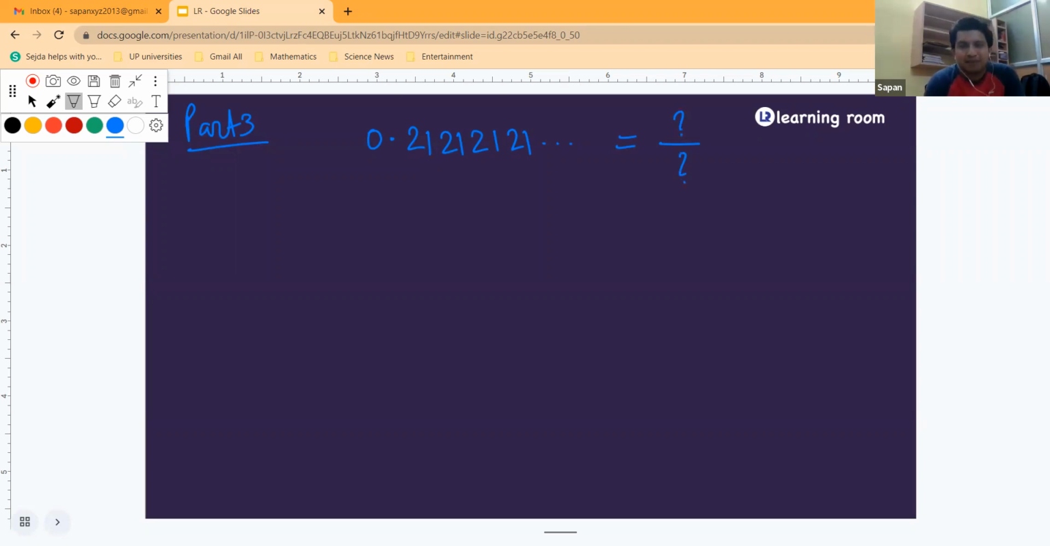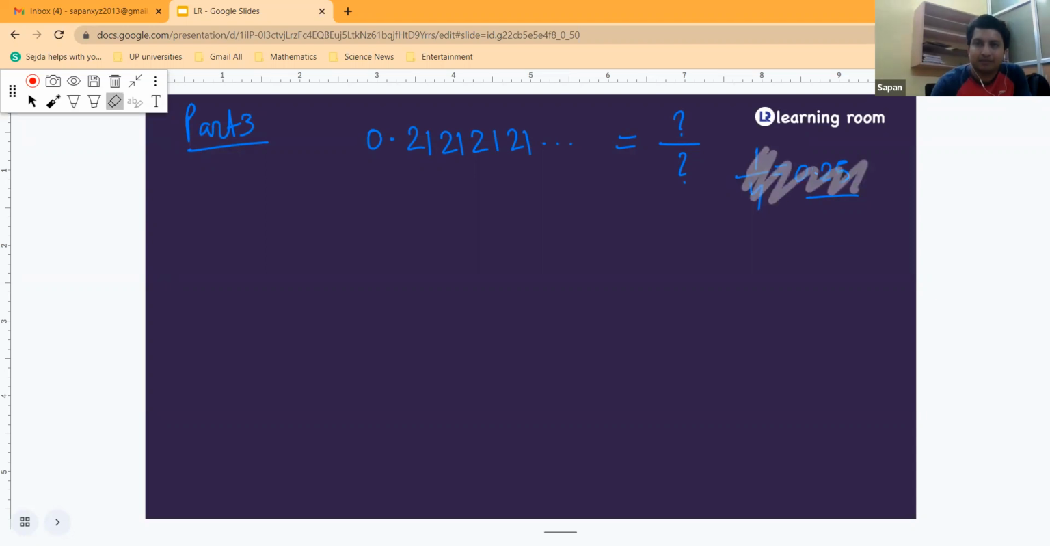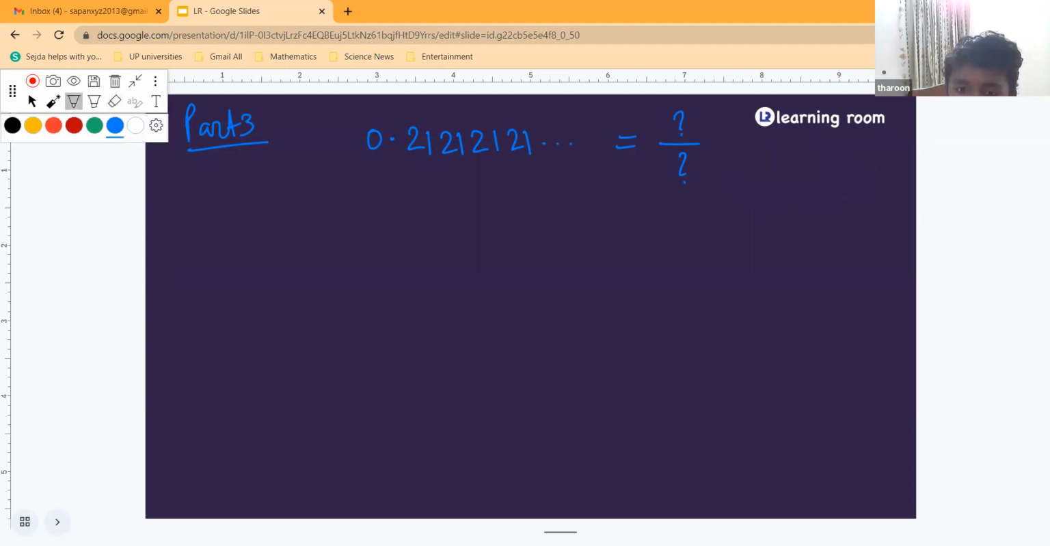Any ideas how to get this? No, sir. So actually, if we get 1 by 4, we stop with 0.2. We get 0.25. So 1 by 4, which is 0.25, is a much different number than this. So how to get it? 2 by 84? No, not 2 by.